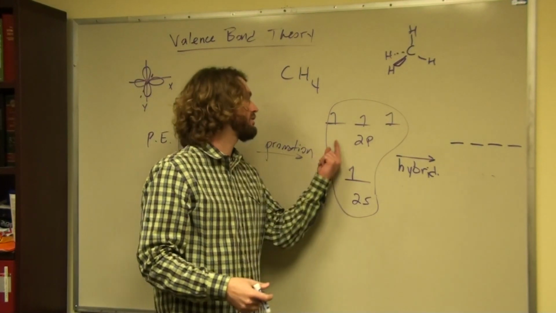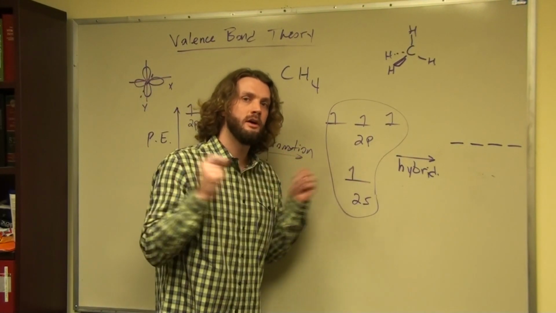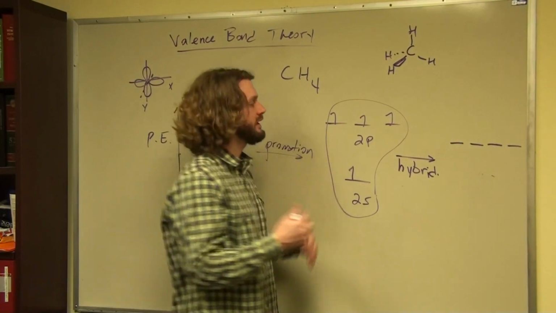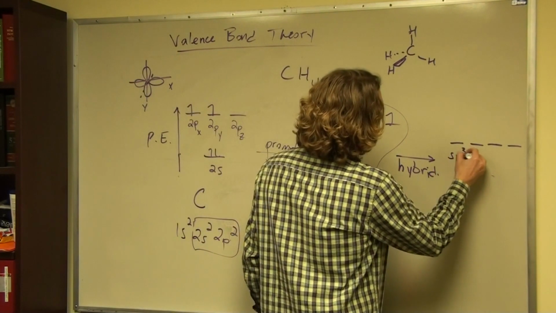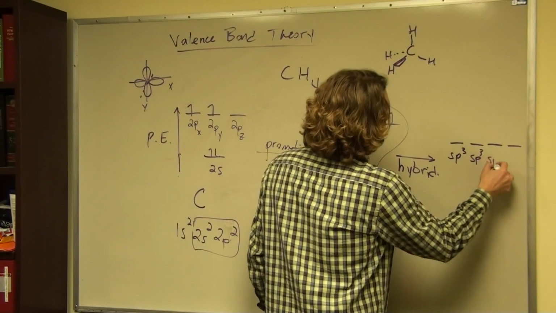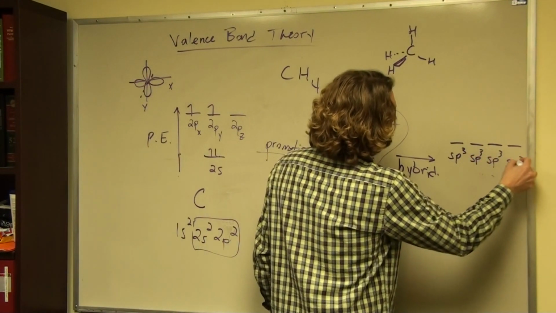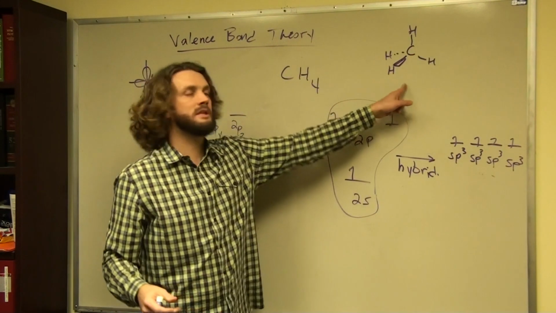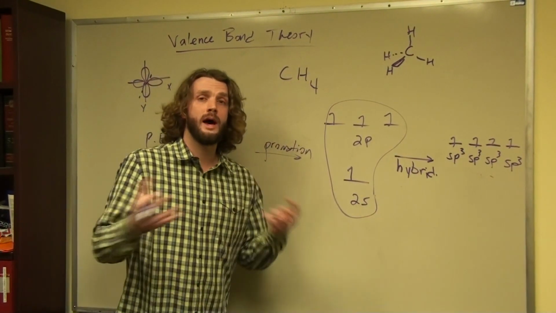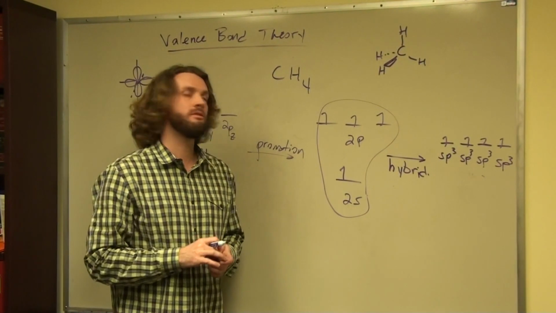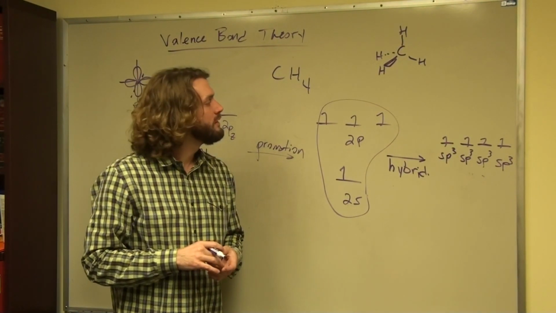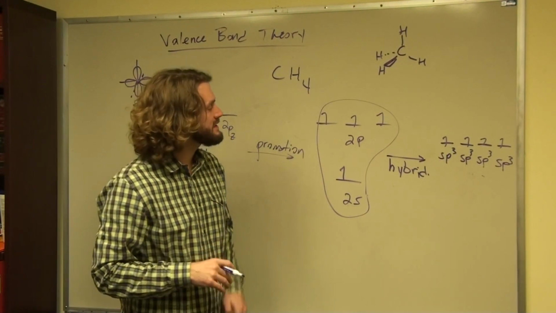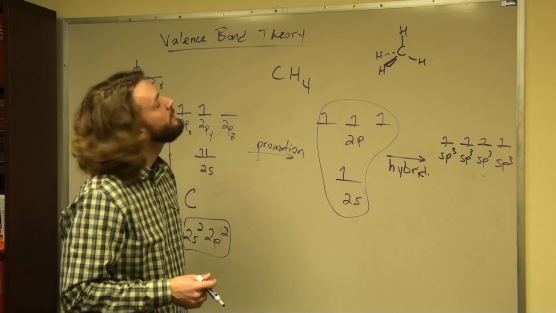We mix 1 s with 3 p's, we get 4 new things out that are going to be equal in energy, and we'll call them sp3 hybrids. And they'll still each contain an electron that can now be used to make a bond or overlap, right? Form a covalent bond with hydrogen's 1s orbital, okay? So that's sort of the idea of hybridization.